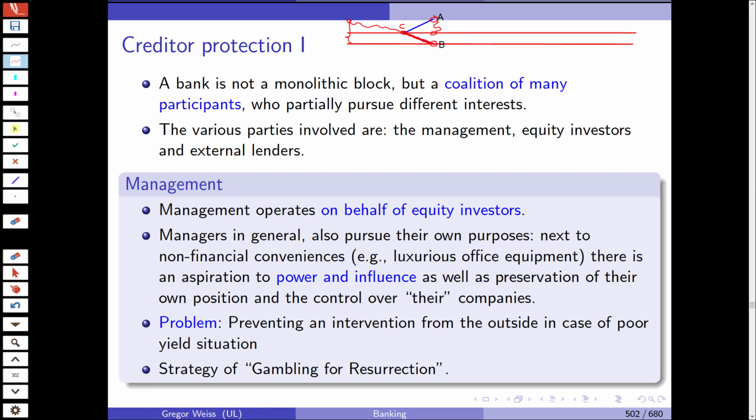If the company is going down, at some point shareholders and managers will just say, well, let's put all our money on one horse. Let's try to gamble for resurrection. And in point A, we've resurrected from the debt. In point B, well, we've stayed dead.